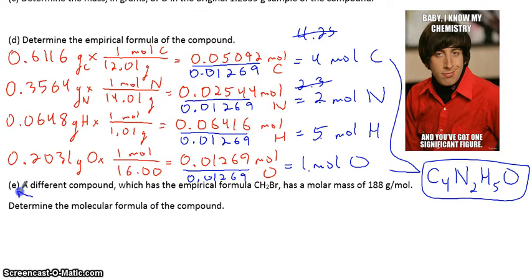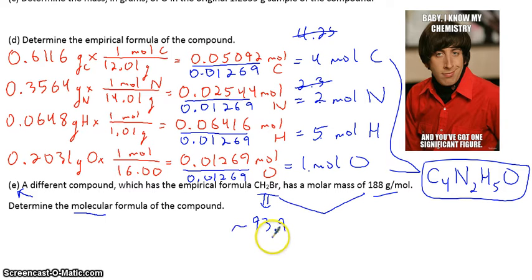And finally, E asks us about a different compound which has the empirical formula CH2Br and a molar mass of 188 grams per mole. What's the molecular formula? Now remember, the molecular formula is bigger than the empirical formula. It's a multiple bigger. So 2 times bigger, 3, 4, 5 times bigger. And the way we can find out how much bigger is we can compare these two masses. So if we get the molar mass of CH2Br, we find that the molar mass is about 93.9.